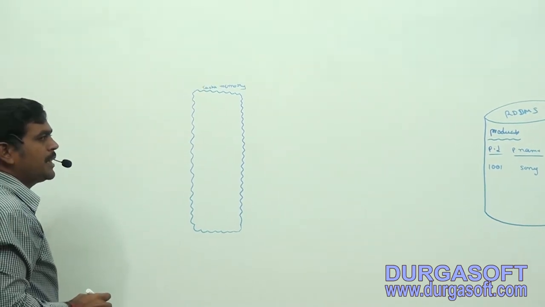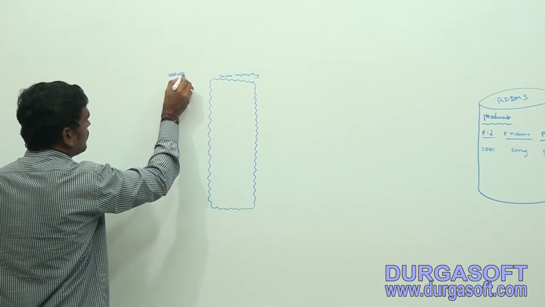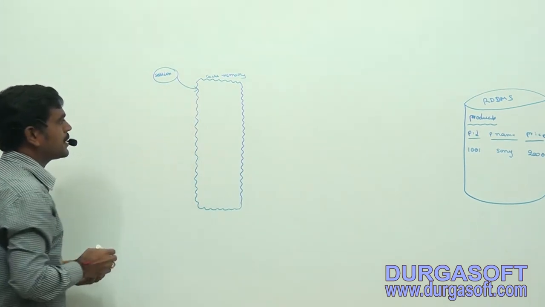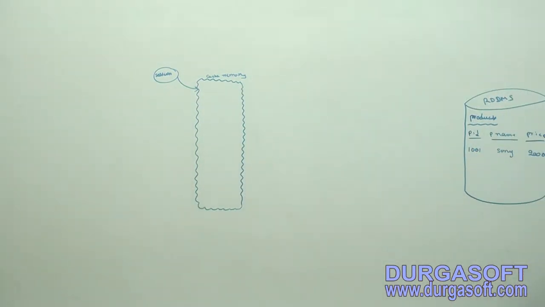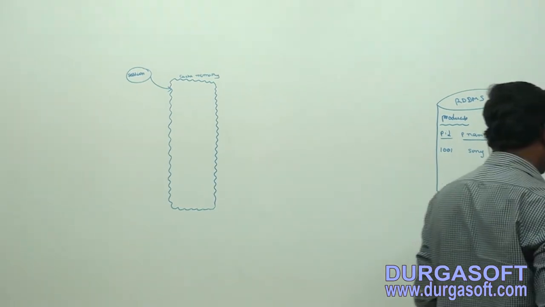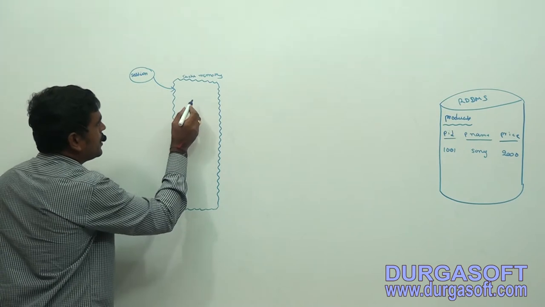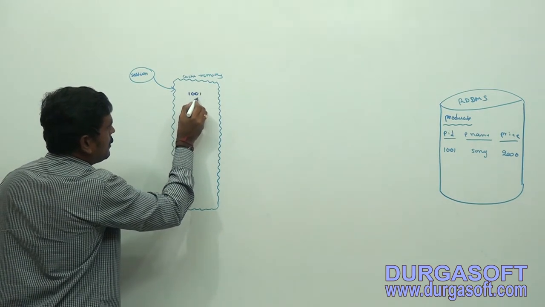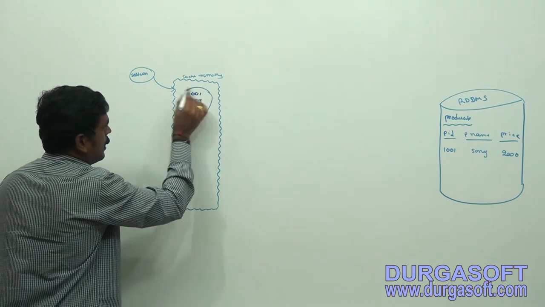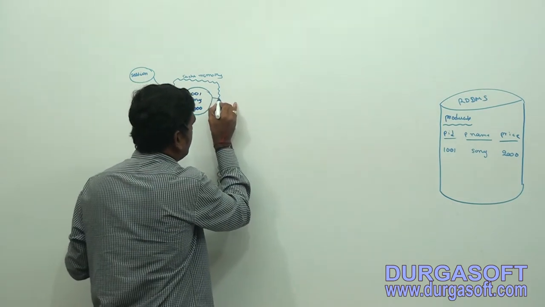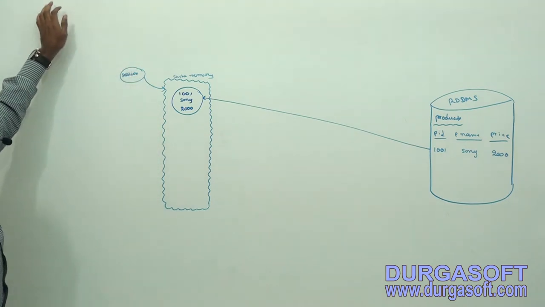Who is going to maintain this cache memory? The session object is going to maintain this cache memory. Whenever we are loading, first that record is going to be loaded into the cache memory. 1001, Sony, the next 2000. Like that, this record is loaded to the cache memory, and it is stored into that object inside the cache memory.